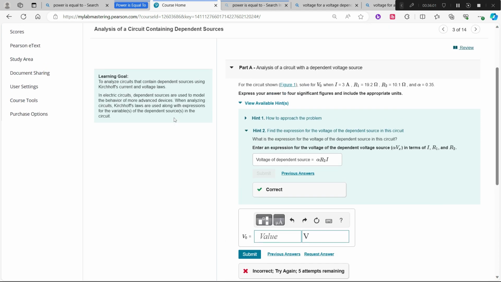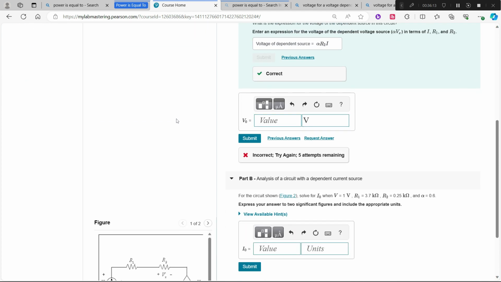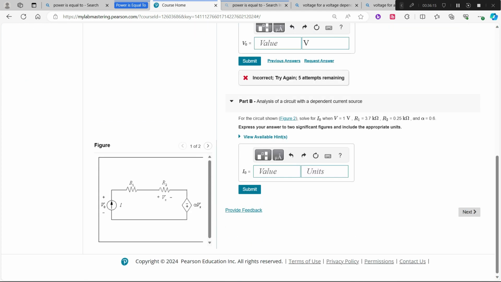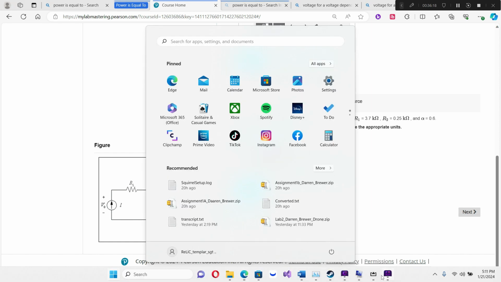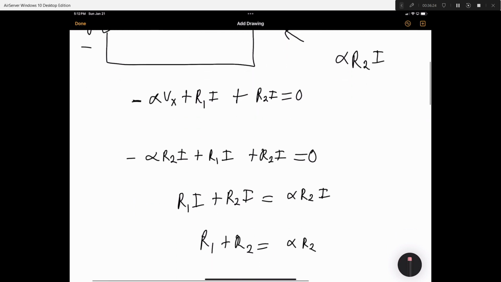So the question is, solve for V. Well, let's just do Kirchhoff's law. But instead, we add V0.